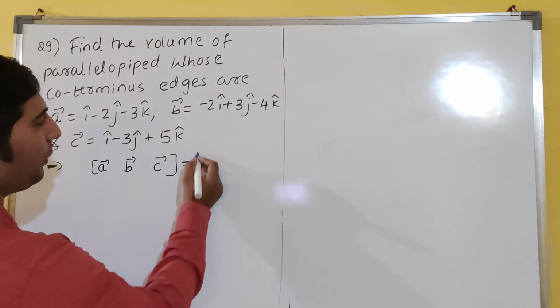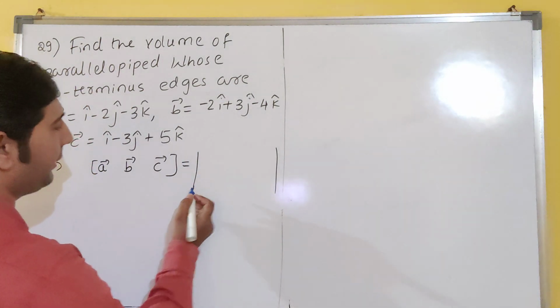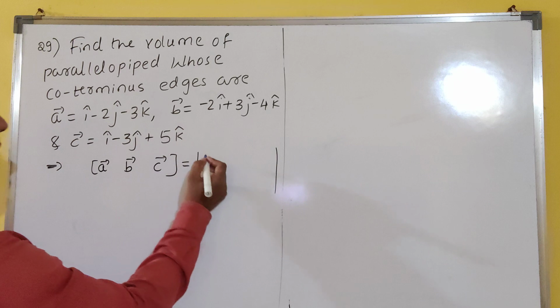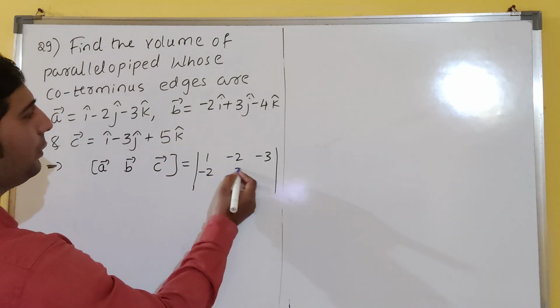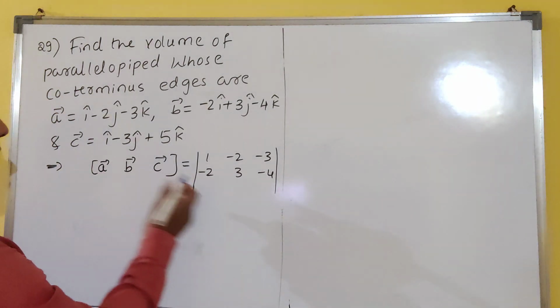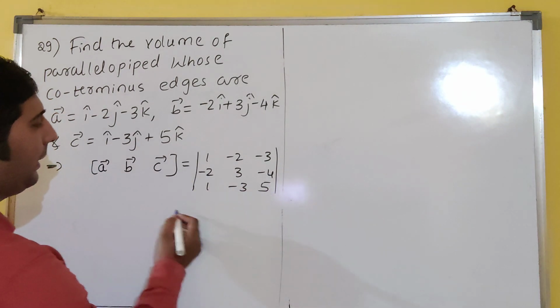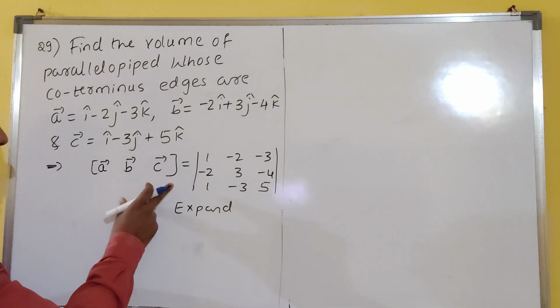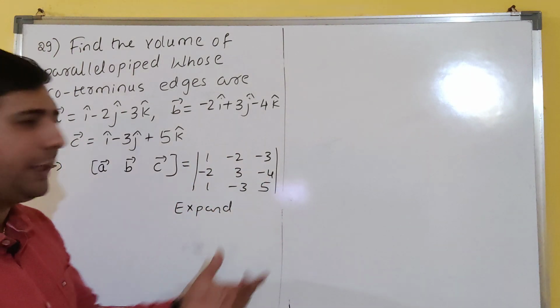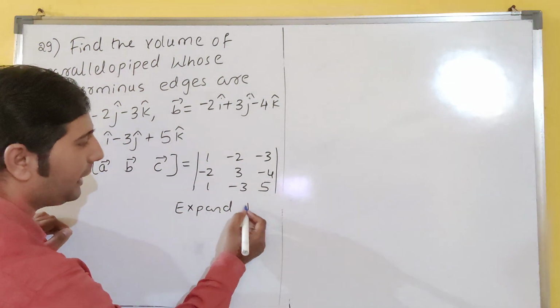It is something similar. We will write it in determinant now, dear students. So what is vector A? Vector A is 1, minus 2, minus 3, and vector B is minus 2, 3, minus 4. Vector C is 1, minus 3, 5. Now let us expand this. This is the formula for the volume of a parallelepiped. It's coplanar only, something similar.